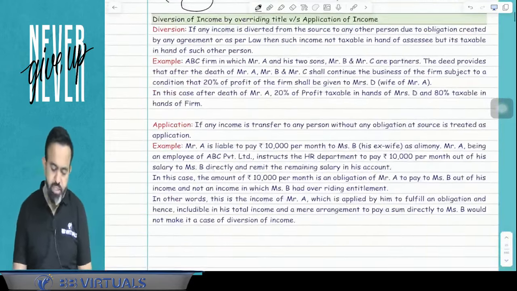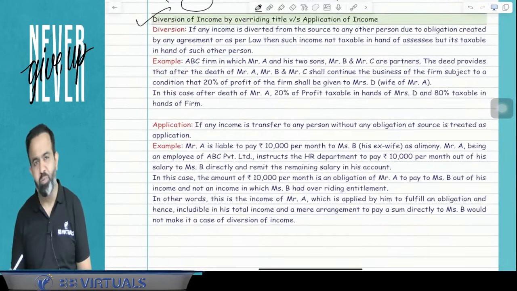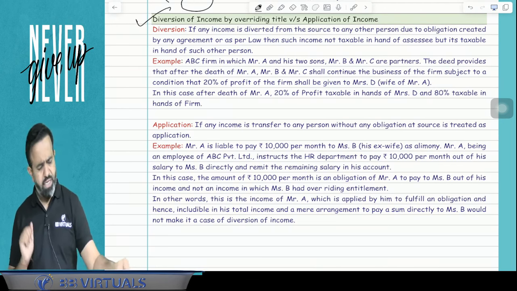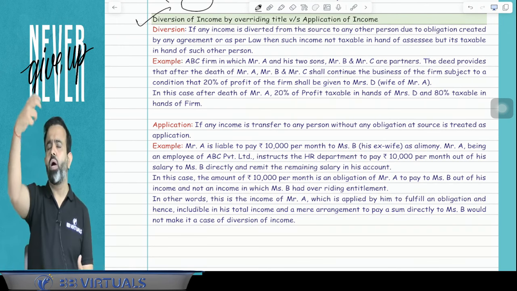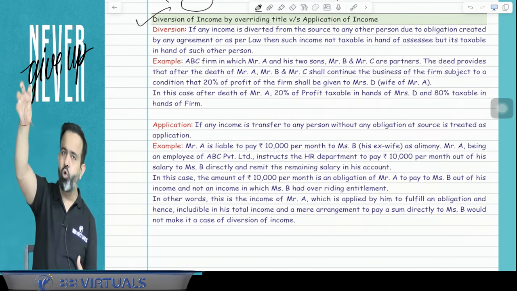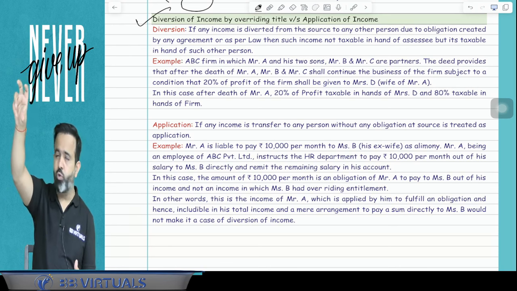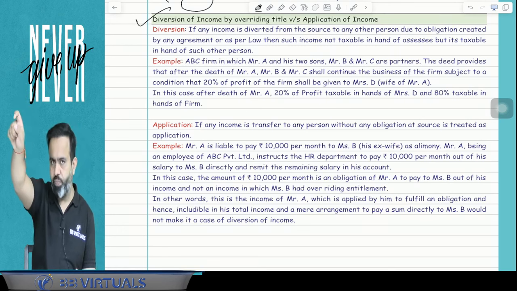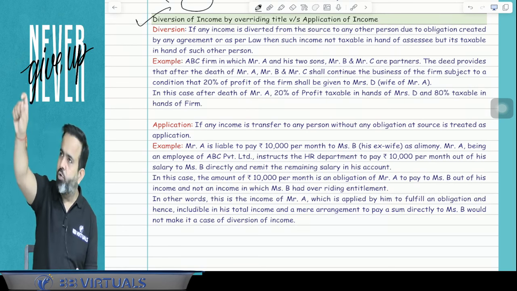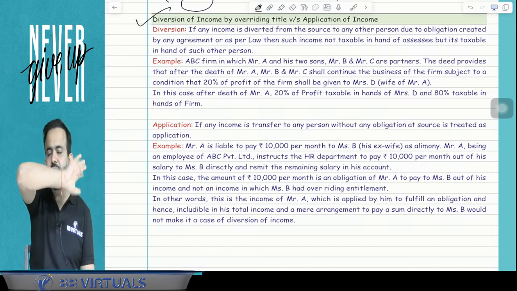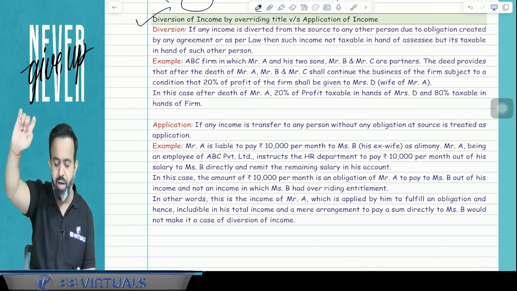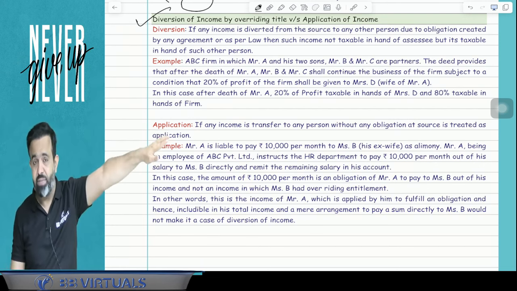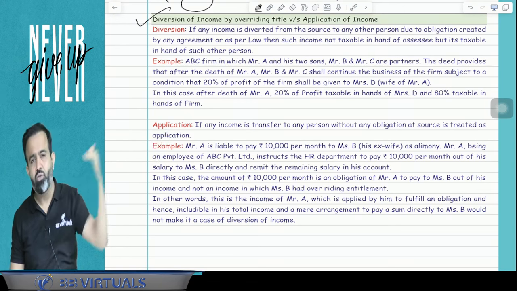Now guys, the last concept here is diversion of income and application of income. What is diversion of income by overriding title, and application of income? Diversion of income means, suppose you are getting an income from a source, and at the source itself there is an obligation created by law or any contract that you have to give this income to someone else. Then it is called diversion of income by overriding title. That income will be taxable in the hands of the third person who received it. It is not taxable in your hand.